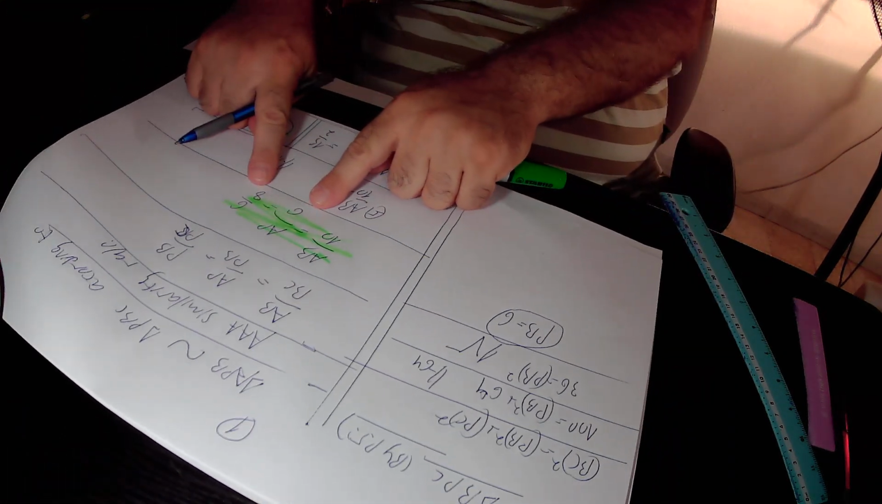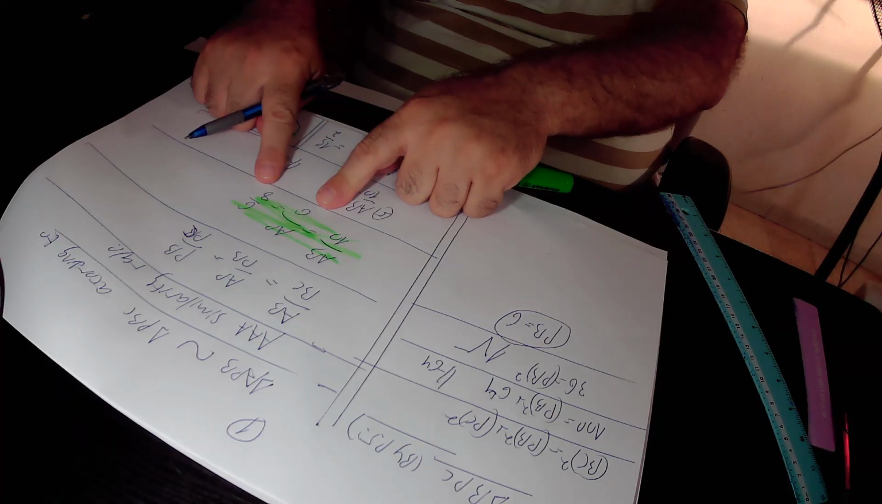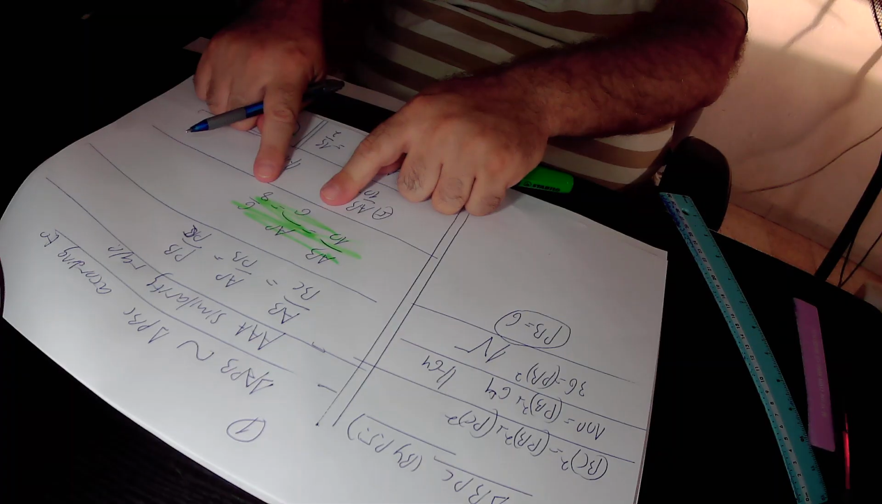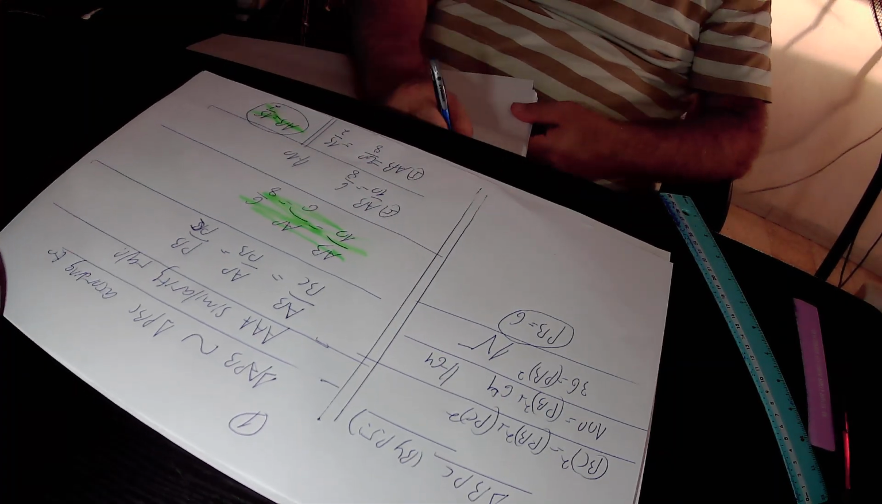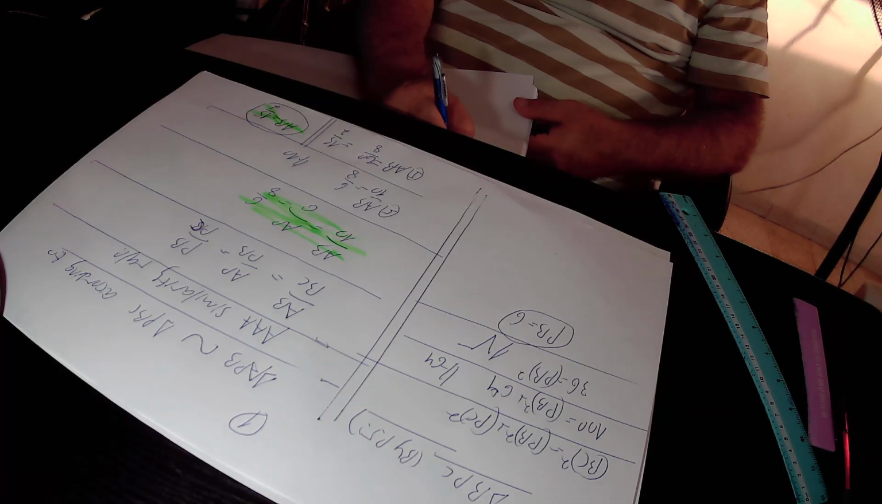Those two expressions are also equal to each other, so we get the second equation from those two expressions. According to the second equation, we get that AP over 6 equals 6/8.